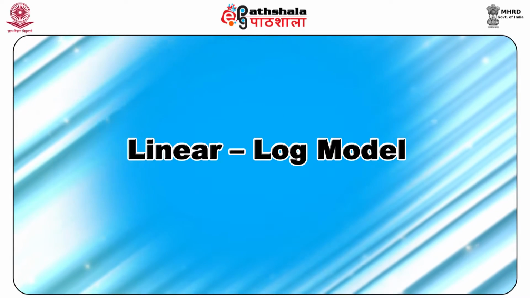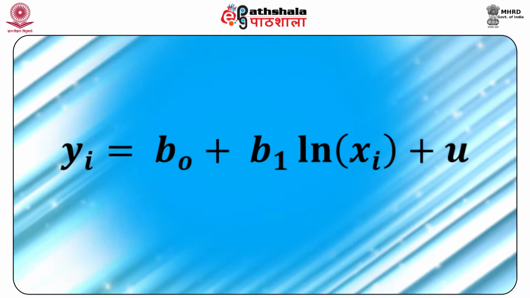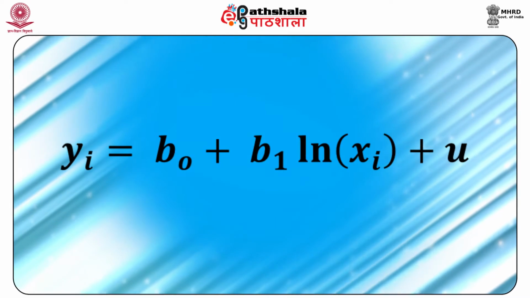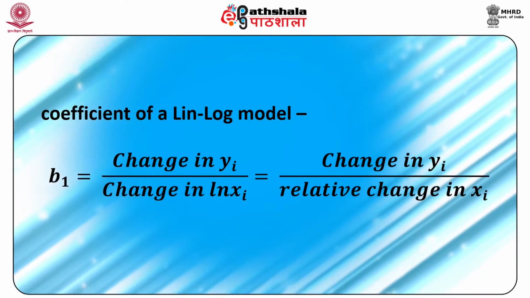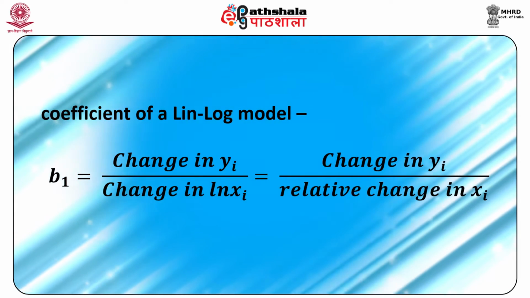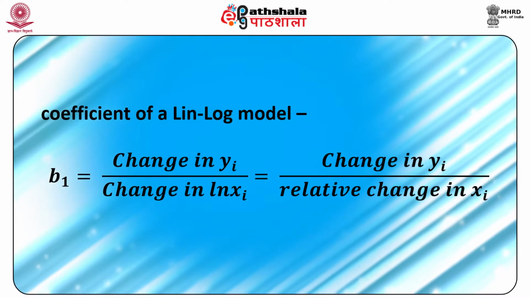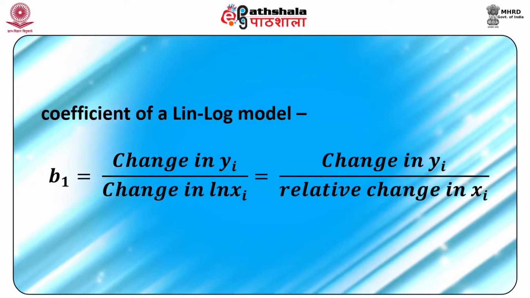So let us look at the lin-log model. The lin-log model helps us to find the absolute change in the dependent variable yi for a percentage change in the independent variable xi. A lin-log model is given by yi is equal to b0 plus b1 into ln xi plus ui. The slope coefficient of a lin-log model is defined as follows. It is defined as b1 is equal to change in yi upon change in ln xi, which is the same as change in yi upon relative change in xi.